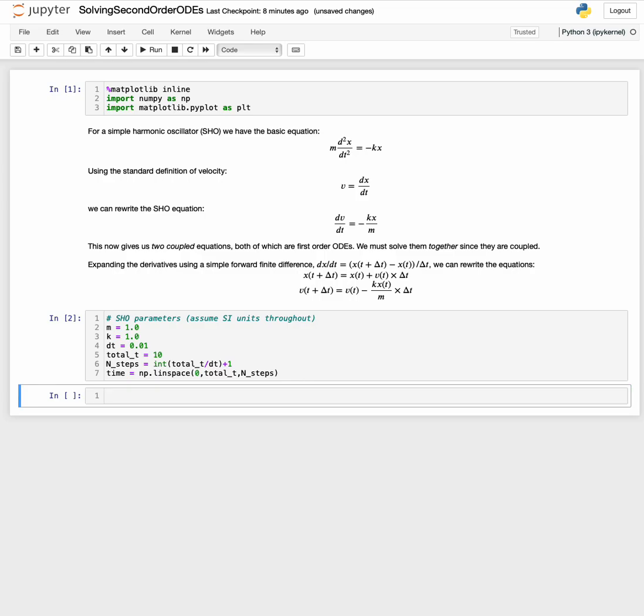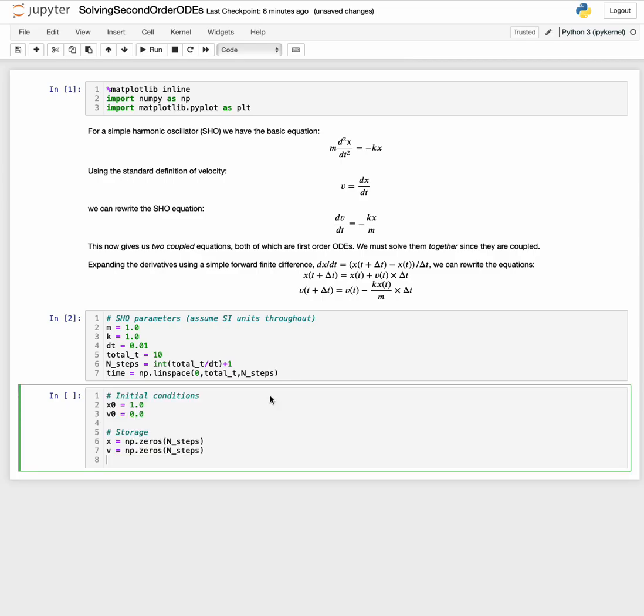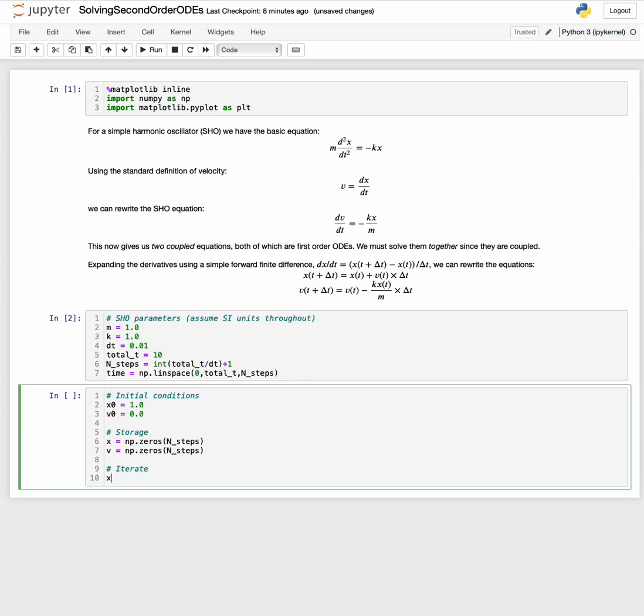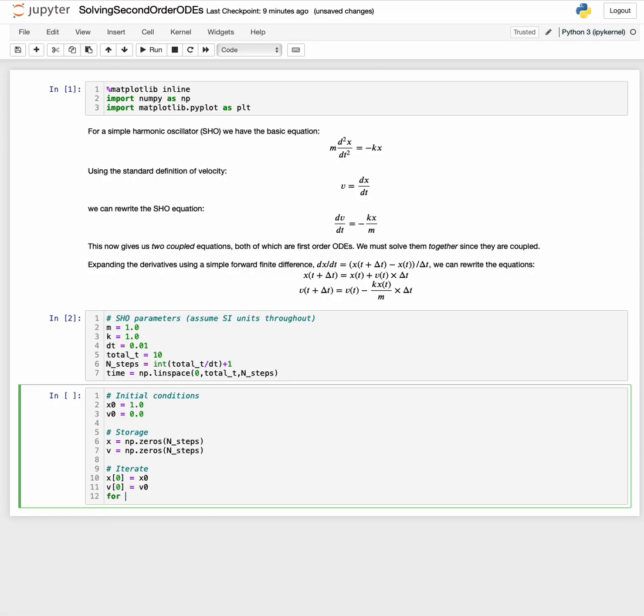Let's put together some initial conditions and some storage. So what we're going to do here is say that x is equal to 1, so that's the maximum displacement at t equals 0, and v at t equals 0 is equal to 0. That's why I say it's the maximum displacement. We'll need some storage for all of our positions, and now let's iterate. So we're going to start off by setting the initial position. So x at time 0 is equal to x0, v at time 0 is equal to v0, and now we're just going to iterate for i in range n steps minus 1. And you'll see why I've done minus 1 in a second.